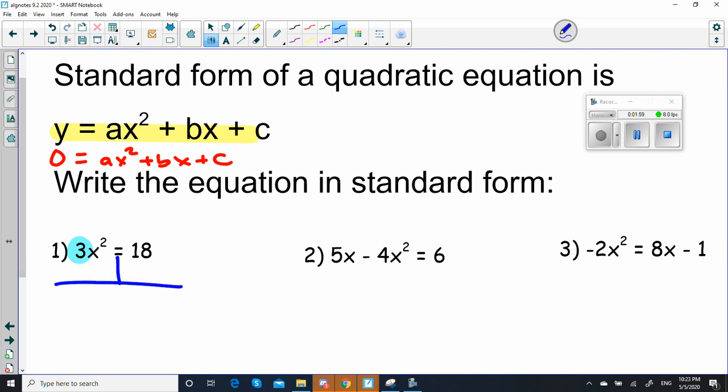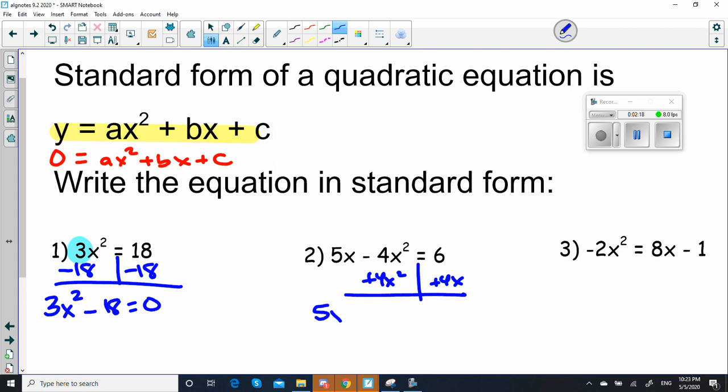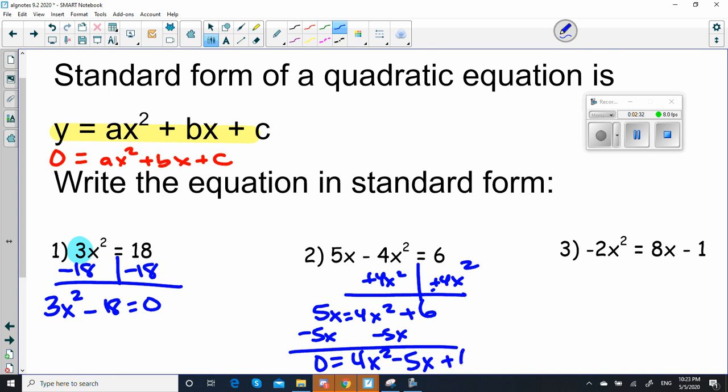So here I'm going to subtract 18 on both sides. So my equation in standard form would be 3x squared minus 18 equals 0. Here, if you notice, 4 is negative, so I need to move it to the other side. So I'm going to add 4x squared. So 5x equals 4x squared plus 6. And I still need it set equal to 0, so now I need to subtract 5x on both sides. So 0 equals 4x squared minus 5x plus 6.